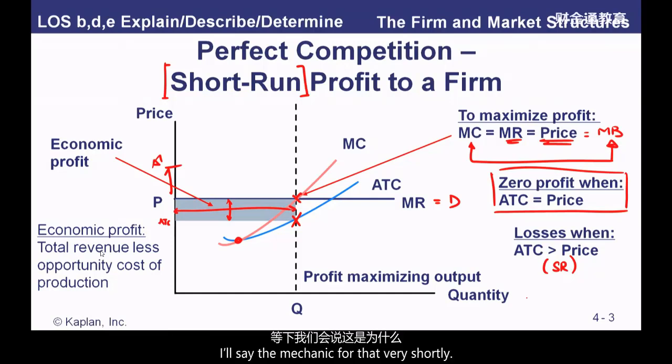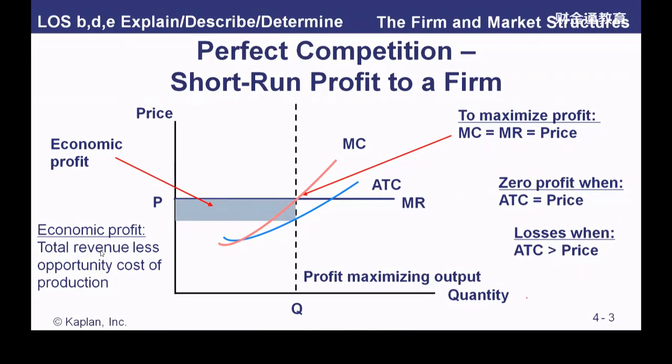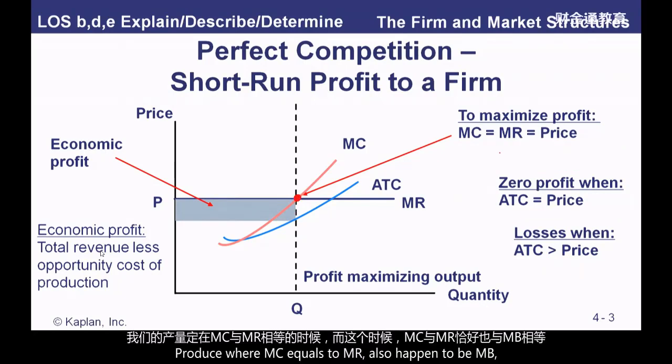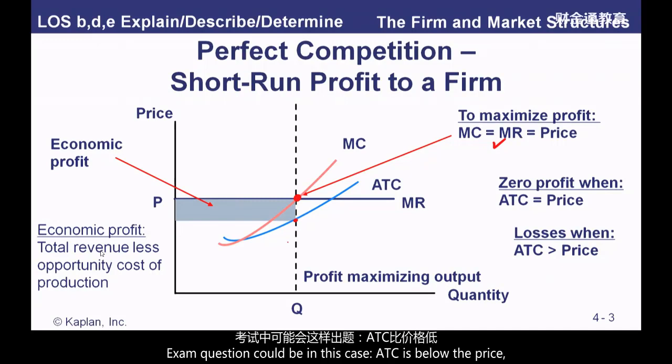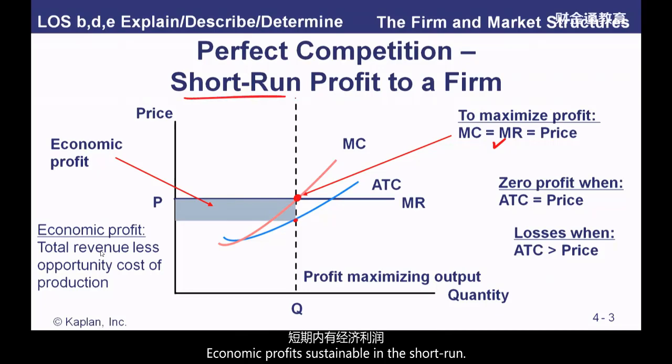And we'll see the mechanics for that very shortly. But to take away from this diagram, key point: produce where MC equals MR, which also happens to be MB, so it's efficient. Read off the average total cost. Exam question could be, in this case, ATC is below the price, economic profits sustainable in the short run.